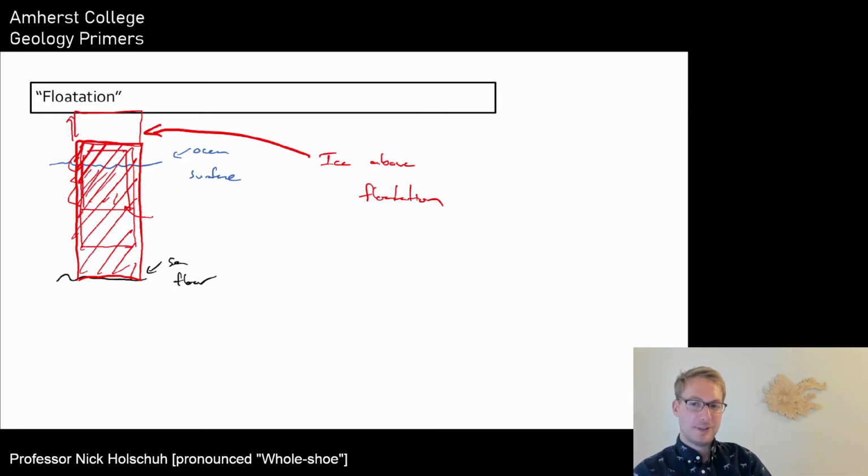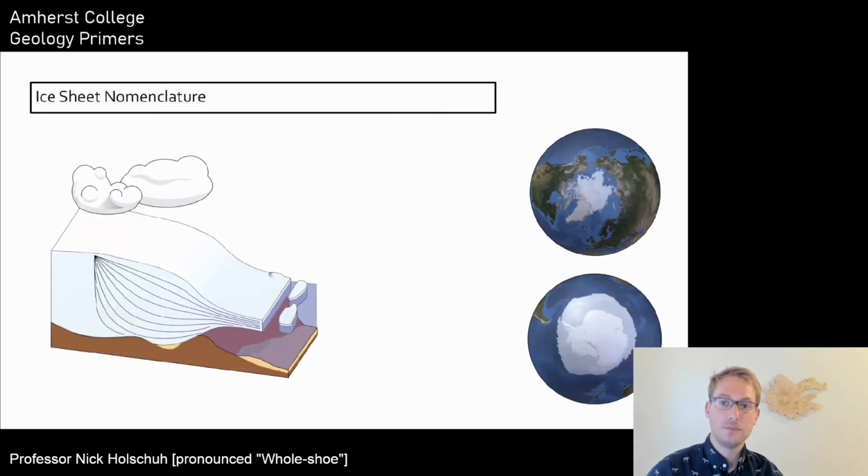But the reason I talked about this wasn't to go into the details of ice above flotation. It's to help you think about the fact that some glaciers flow out over the ocean and eventually thin to the point where they're floating on ocean water. So that gives us a few additional terms that we have to think about. This cross-section of an ice sheet we have on the left is a nice little cartoon that illustrates, for example, what the West Antarctic ice sheet looks like.